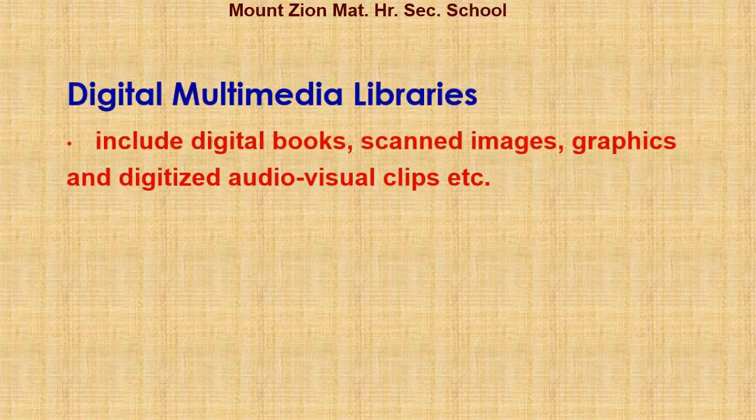Digital multimedia libraries are nowadays more common. They do not include only digital books. They also include a library of images and audios. I hope you would have seen a digital library that has all the music, songs, audio, video, etc., like movie songs or anything else. Information is available in digital formats that include not only digital books, but images, graphics, and digitized audio visual clips, etc.